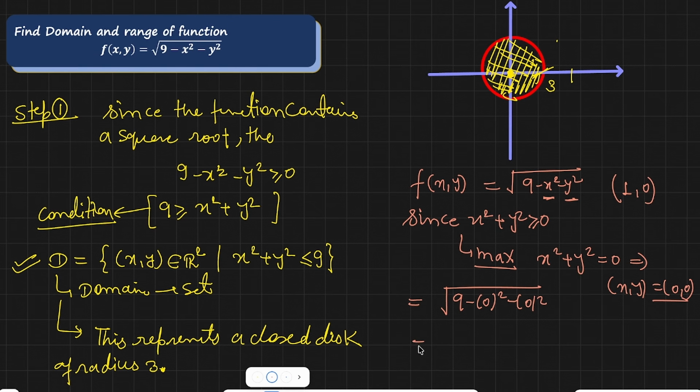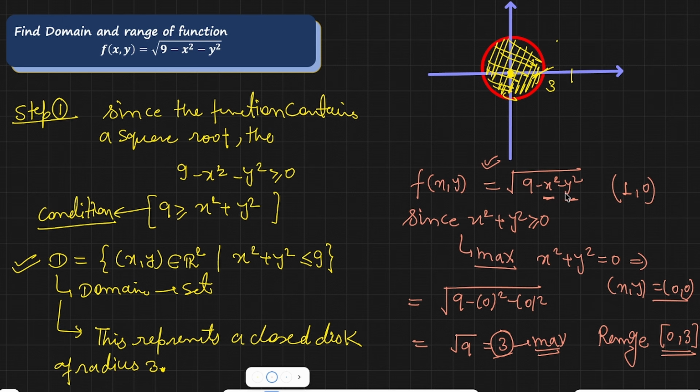So this function will take the maximum value as 3, and keep in your mind, whenever it is a square root function, it will always be greater than or equal to 0, it will never be less than 0. So this is the maximum value. Then how to write down the range? The range will be from 0 to 3. 3 is included, 0 is also included.